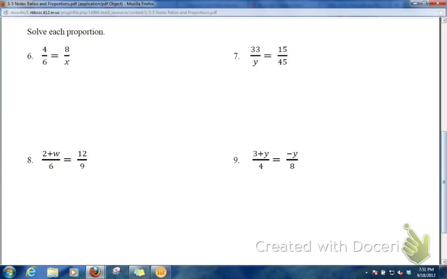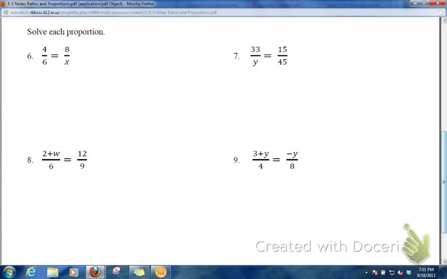Alright, so for our last 4 examples here, we're actually going to solve proportions. In this case, you're going to say, okay, what number can I plug in for the variable to make the first fraction equal to the second fraction, or vice versa? And again, we're dealing with ratios and proportions here. So in other words, on number 6, I'm asking myself, 4 over 6 is going to be equal to 8 over what?